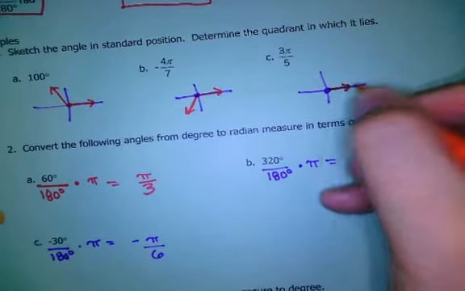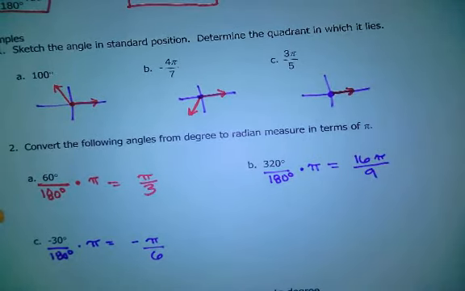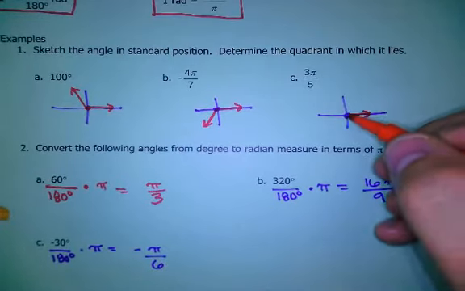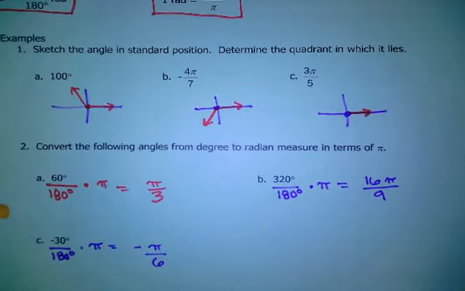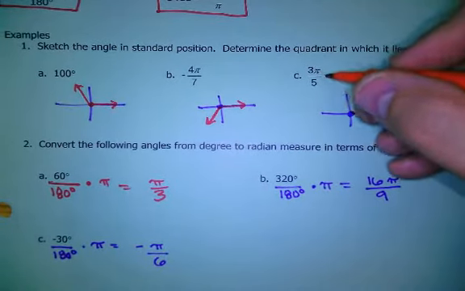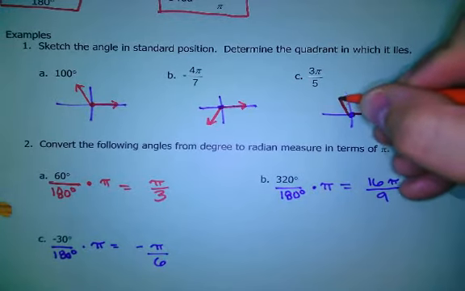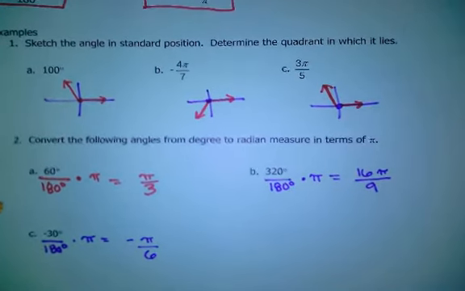So 3/5 pi, is that more than pi, less than pi? And again, I'm positive, so I'm up here somewhere. And is it more than a half, less than a half? A smidgen more than half. So it's about that, give or take.